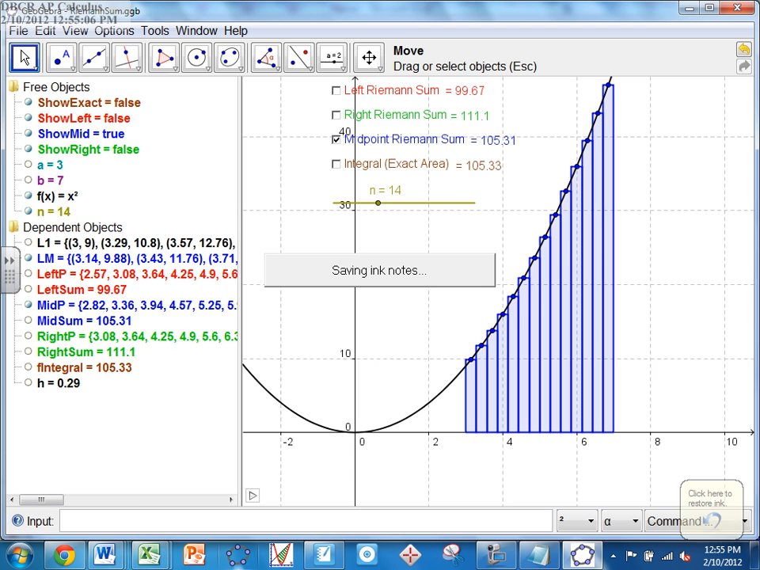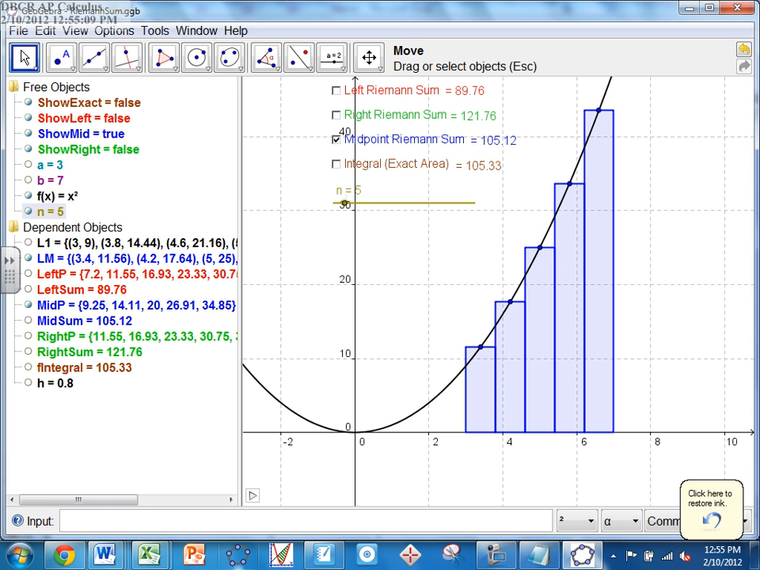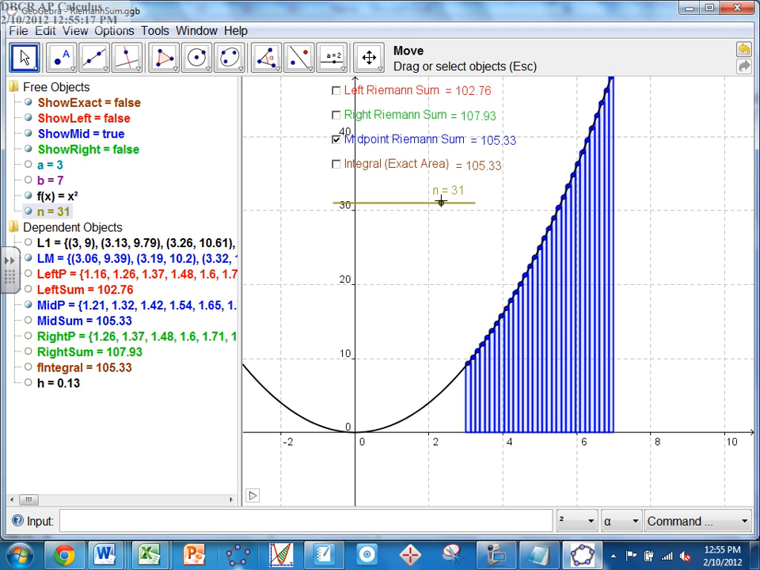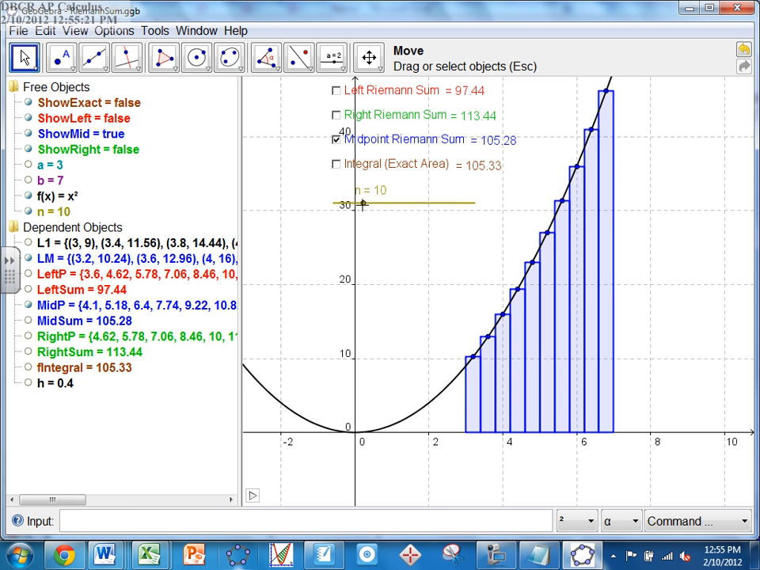Now, if we have a small value of n, it's not that good still. I mean, the midpoint is 105. The over is 105.33. It's close, but it's not even close to exact. The minute we get here, it pretty much becomes exact to 2 decimals. Now, why does this work so easily for us? Because it's x squared. X squared is a very simple one.